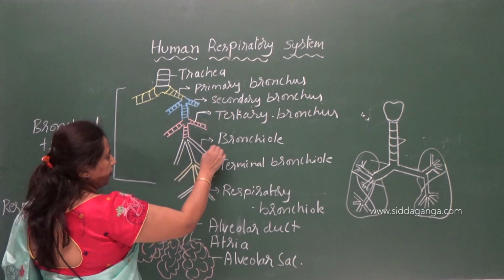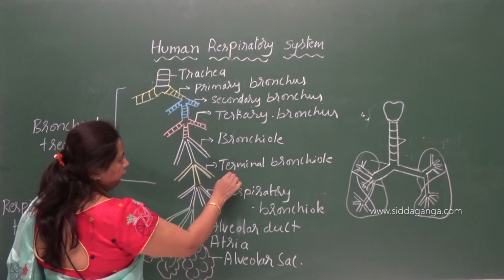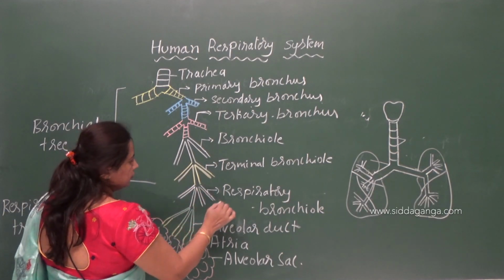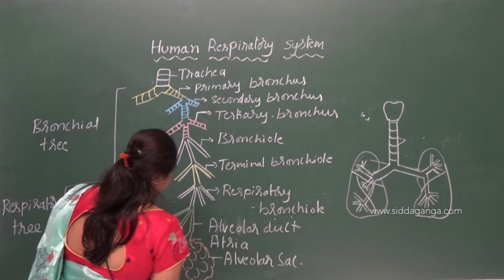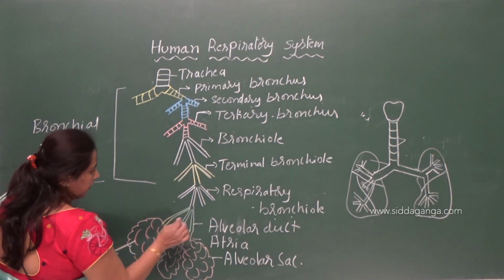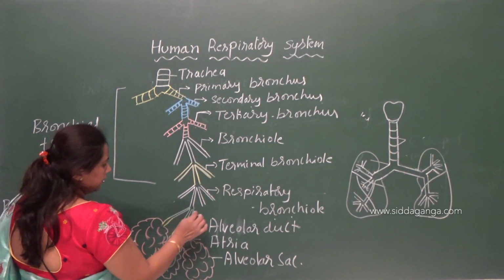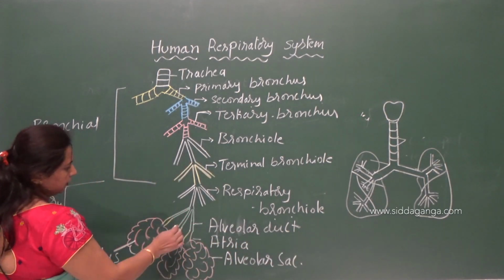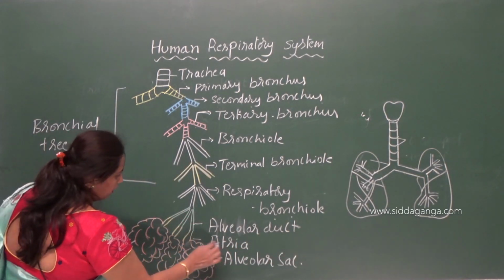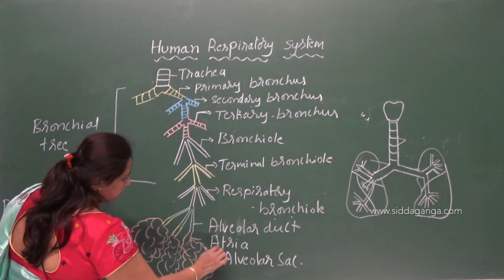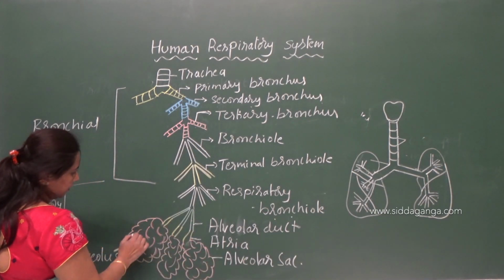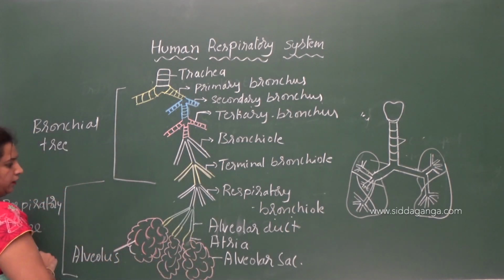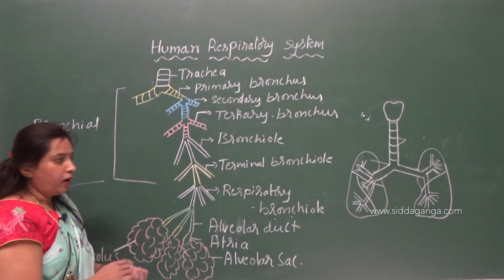And the bronchiole again divides repeatedly to the terminal bronchiole, and the terminal bronchiole divides further to form respiratory bronchioles, and the respiratory bronchioles divide repeatedly into a number of alveolar ducts. The alveolar ducts open into the wider, expanded region called atria, and the atria open into the alveolar sacs, which contain the alveoli. So I write the alveoli.